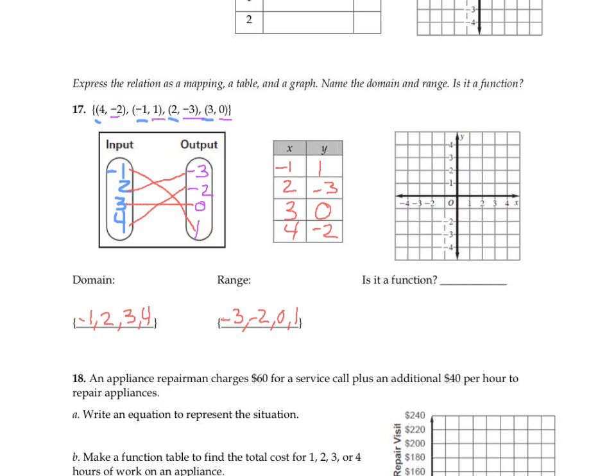So now we're going to make a graph of these coordinates, so we can use our table to help us. Our first coordinate is -1, 1. So we can go -1, 1, put it out there. Then we have 2, -3. And then we have 3, 0. So 3, 0 is right there. Then 4 and negative 2 is here. So then we can draw a curve between these.